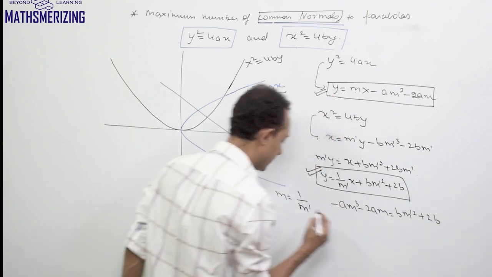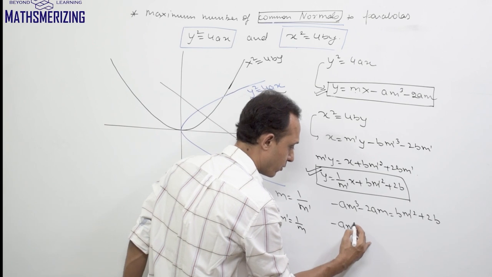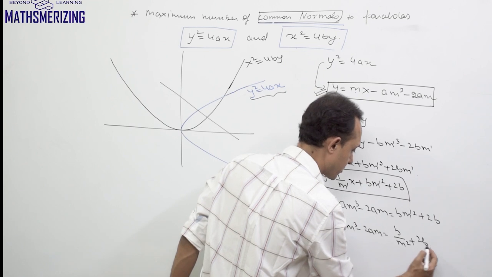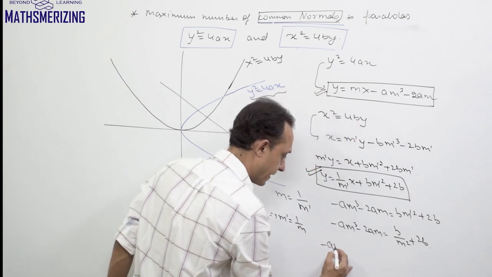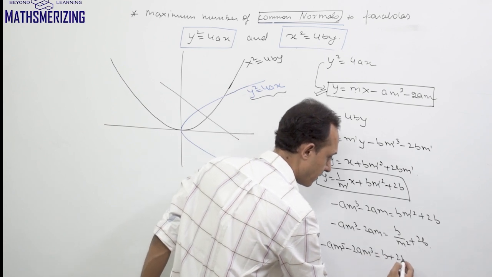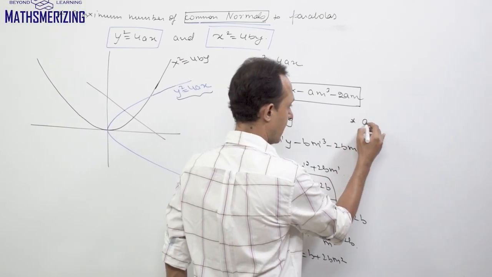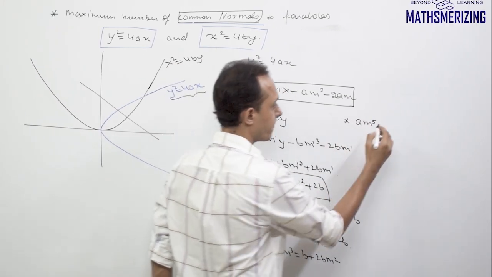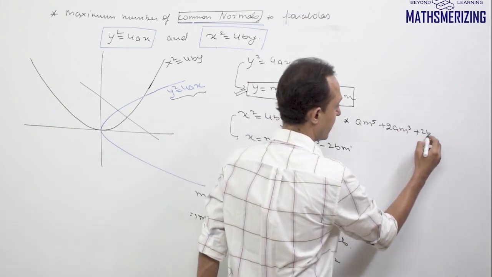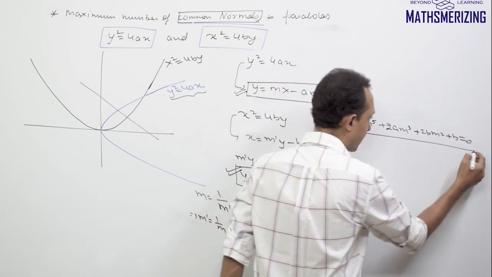square plus 2b. So from here I'll write m dash as 1 upon m. So I'll write am cube minus 2am, b upon m square plus 2b. If I multiply, I'll get minus am to the power 5 minus 2am cube plus b plus 2b m square. So I can write this equation as am to the power 5 plus 2am cube plus 2b m square plus b equals 0, which is an equation of degree 5.